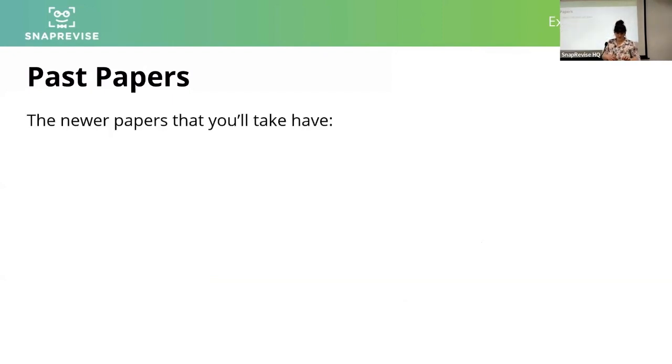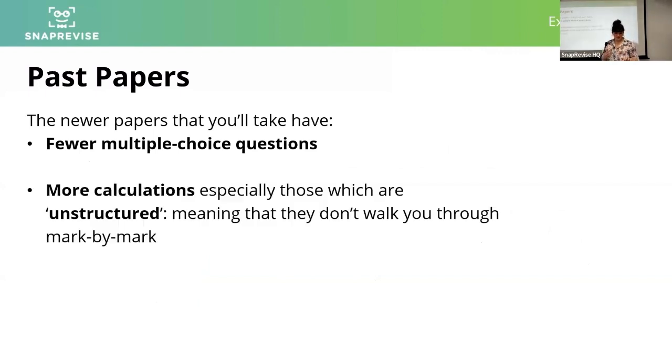Okay, so the newer papers that you take have fewer multiple choice questions. They've decided that multiple choice questions are not the best way to determine whether students have an understanding. They have more calculation questions in, which for some students is a great thing, and I know for others that they find that a bit harder. But the calculation questions that they have are more of the unstructured kind.